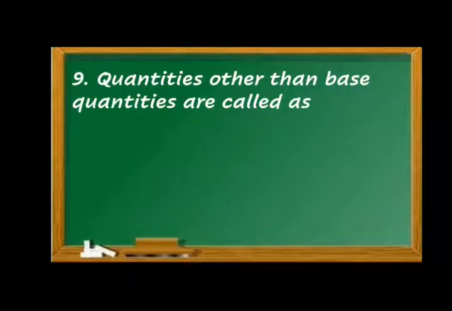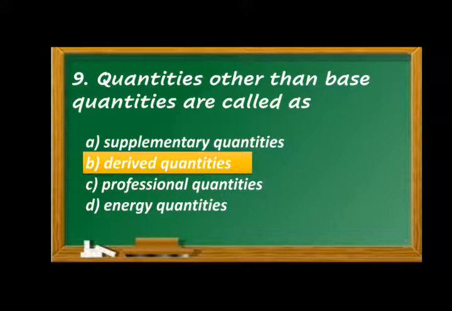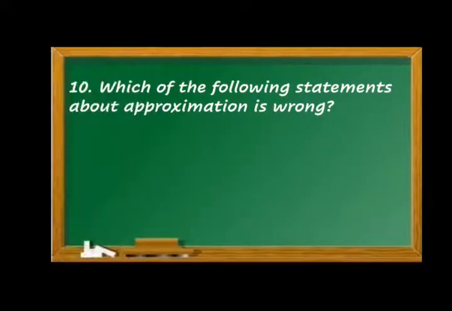Quantities other than base quantities are called as supplementary quantities, derived quantities, professional quantities, energy quantities. The answer is derived quantities because they depend on other physical quantities to express themselves.